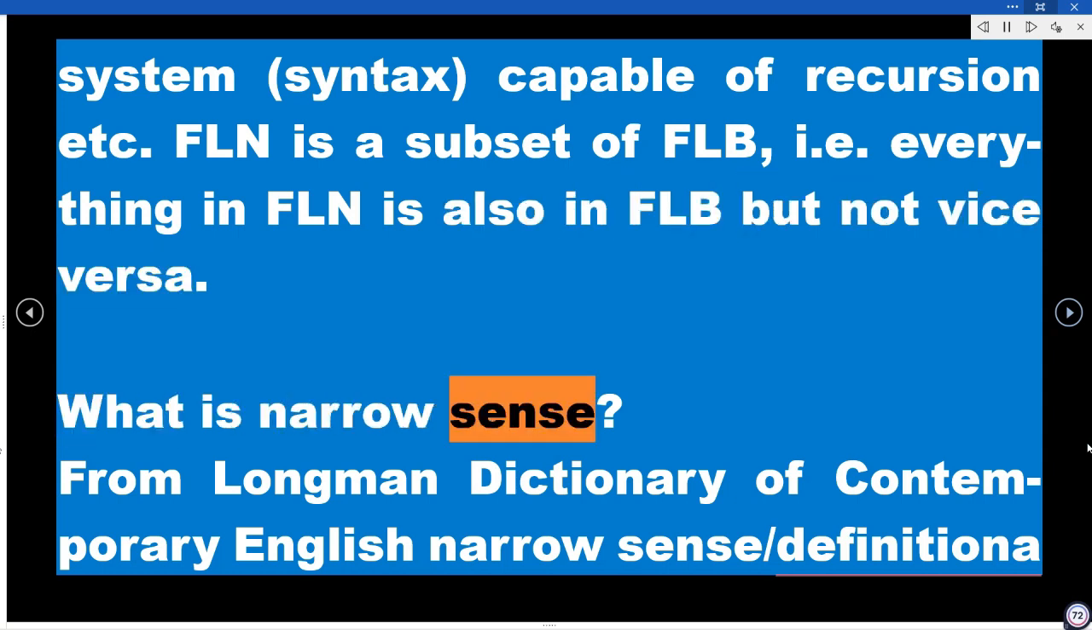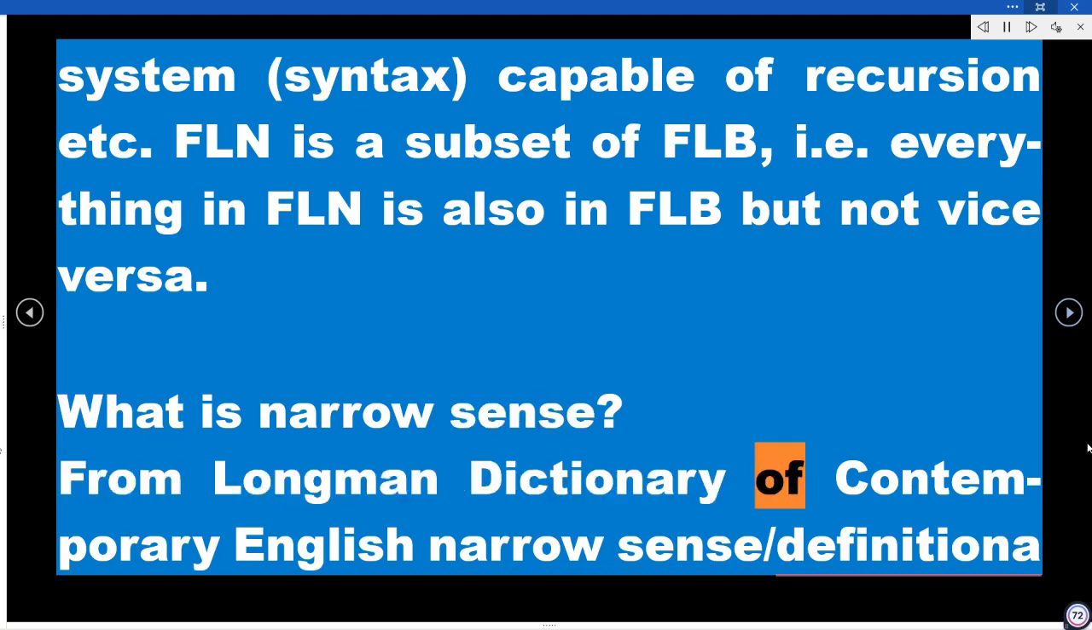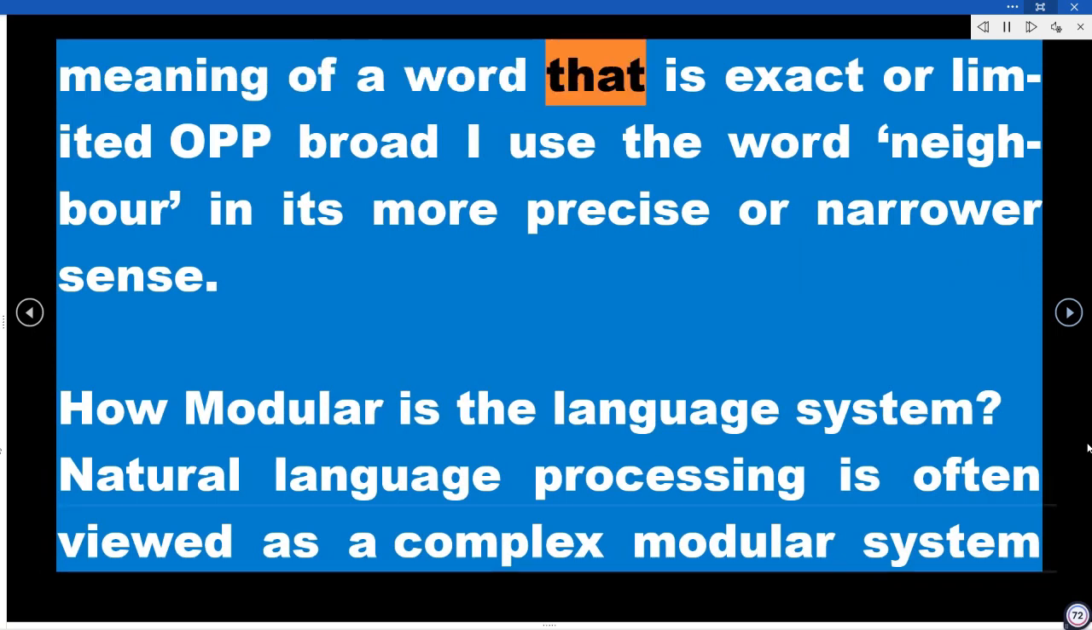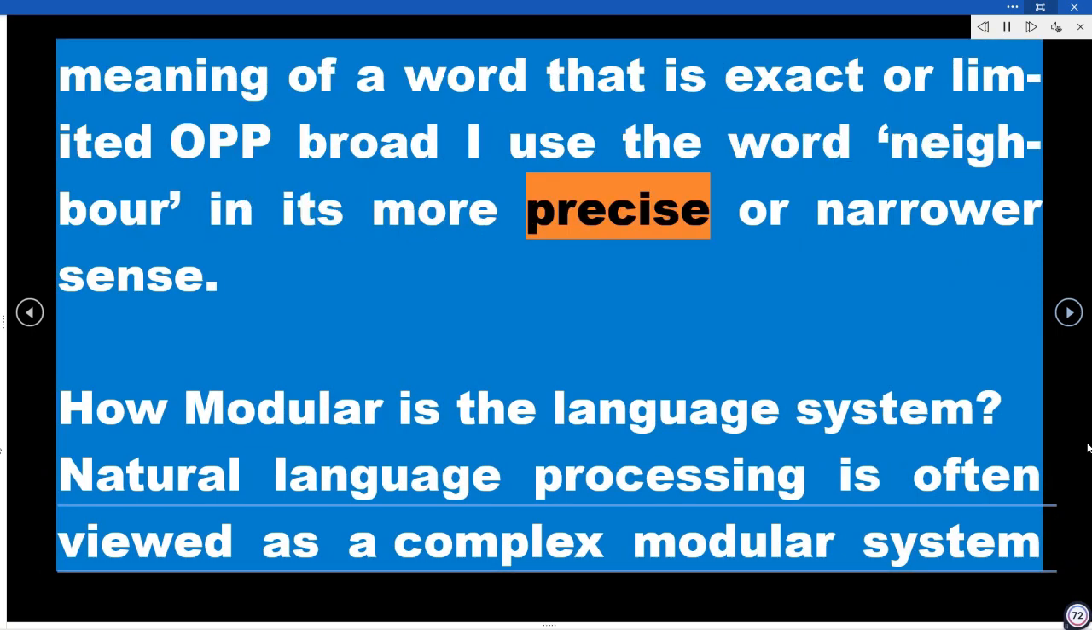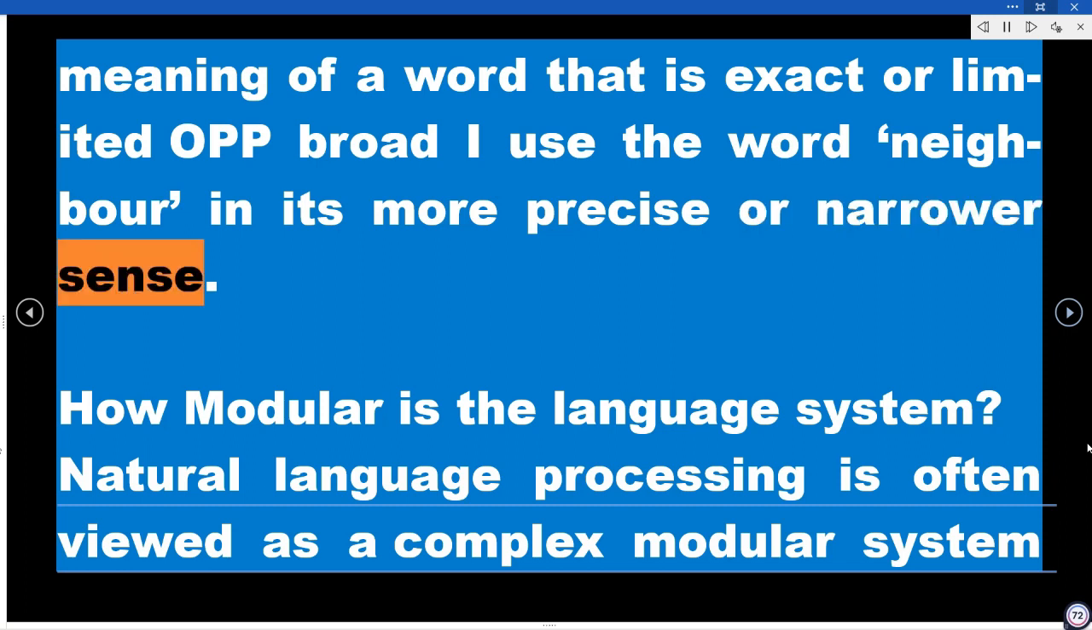What is narrow sense? From Longman Dictionary of Contemporary English, narrow sense: the definition or meaning of a word that is exact or limited. Opposite: broad. I use the word neighbor in its more precise or narrower sense.